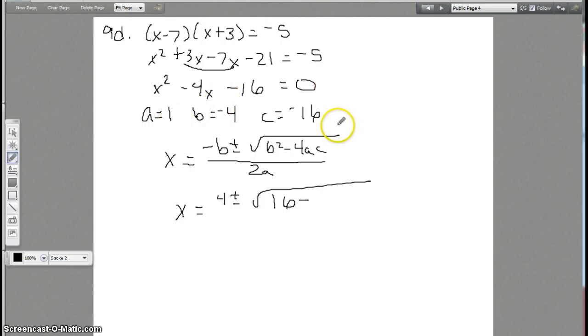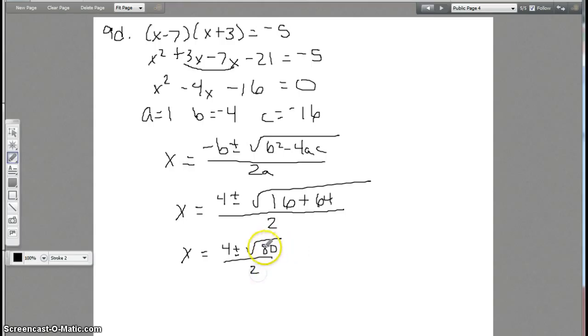-4 when we square it is a +16, minus 4 times a times c. 4 times 1 times -16 is -64. Subtracting a negative is the same as adding a positive. This is all over 2a. Since our a is 1, 2a is 2. And what we have here is x equals 4 plus or minus the square root. 16 plus 64 is 80.